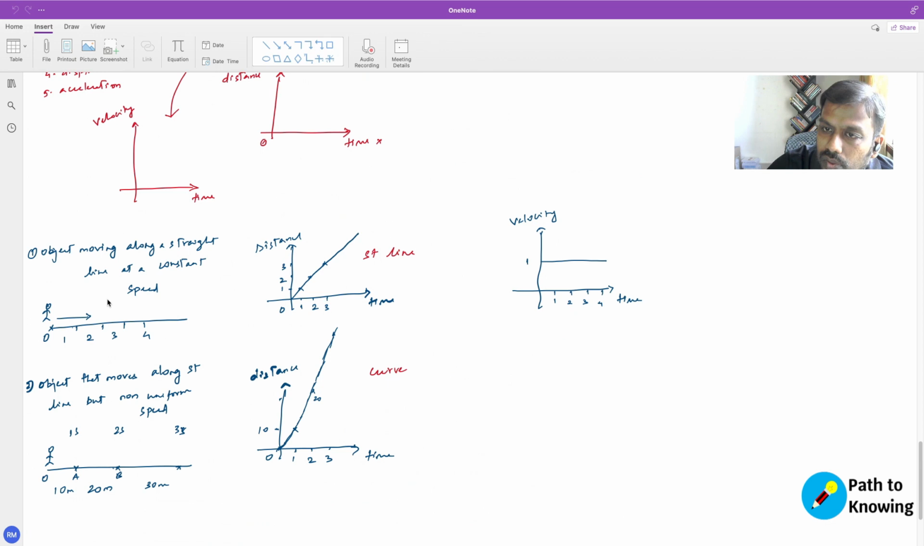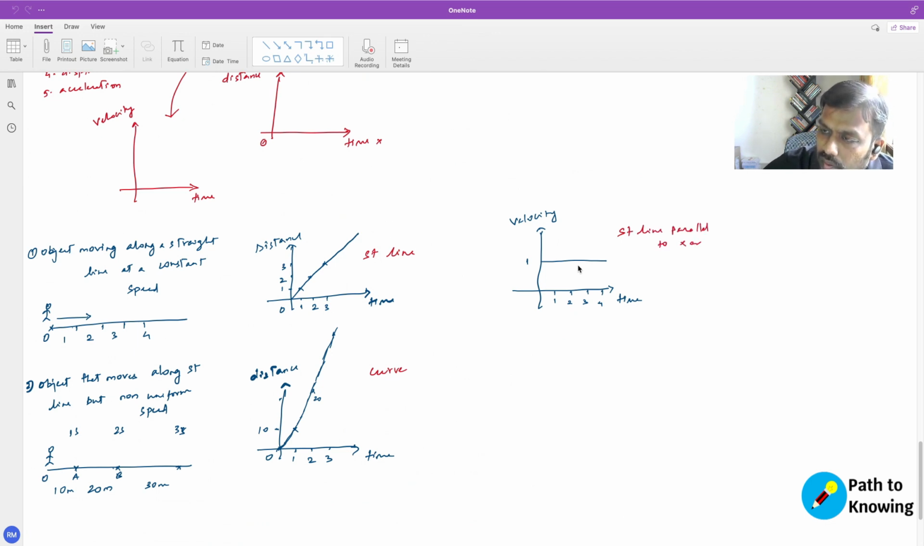So for this example, if their speed is going to be 1 meter per second, that will remain the same at every point in time. So it will be a straight line that is going to be parallel to the x-axis.